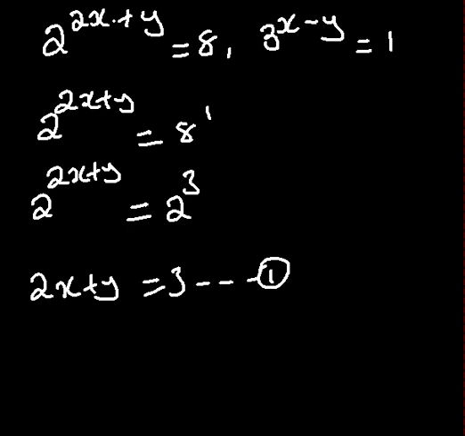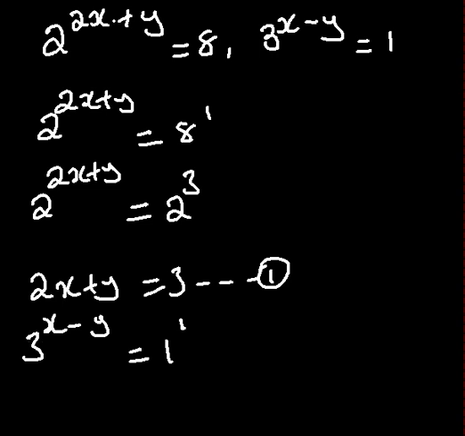Then we go for the second equation, which is 3 to the power x minus y, which is equal to 1. In this case, 1 is the same as 1 to the power 1. Now we have base 3, and the base 3 cannot be expressed with another base other than 3 itself. The only thing we have to decide is to express 1 with the same base as that of 3.